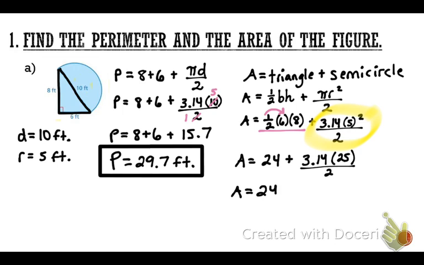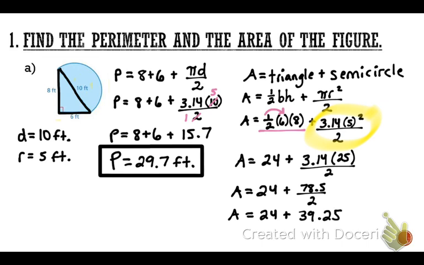What should I do first? Should I divide those two, or should I multiply across? Then let's go ahead and multiply across. What is 3.14 times 25? 78.5. Very good. So we're going to add 78.5. Once again, it's a semicircle, so divide by 2. What is 78.5 divided by 2? 39.25.